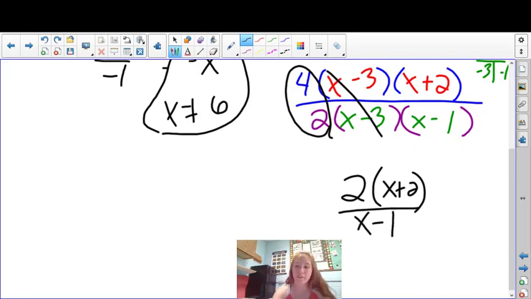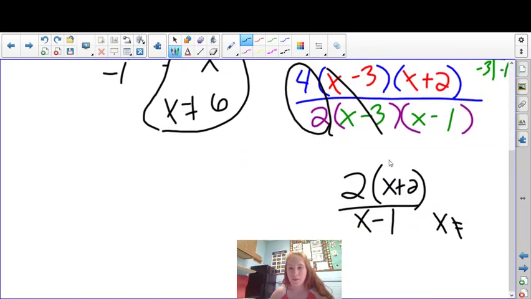And my restrictions, so x, what would cause this to be 0? Well, I'd get 3. What would cause this to be 0? Well, 1.